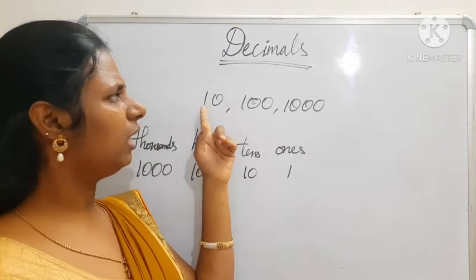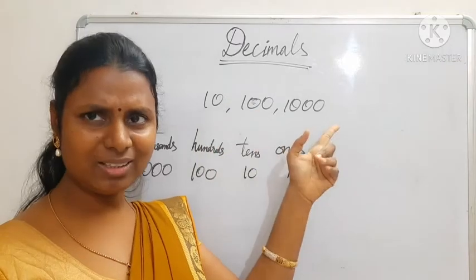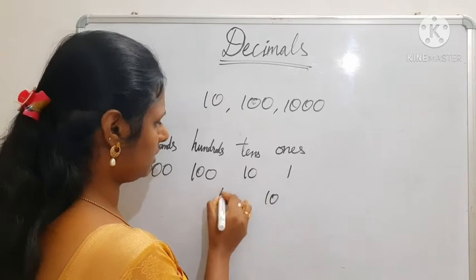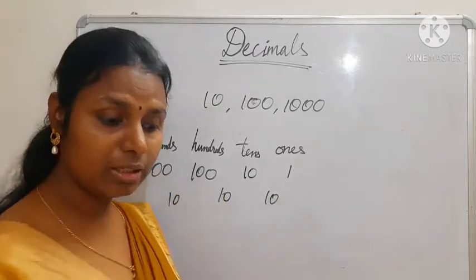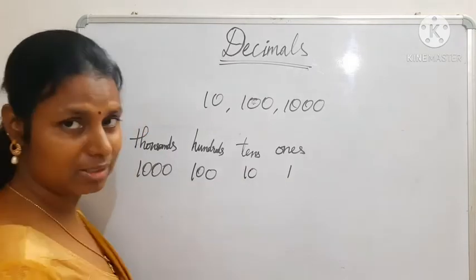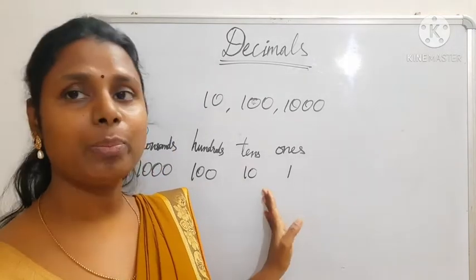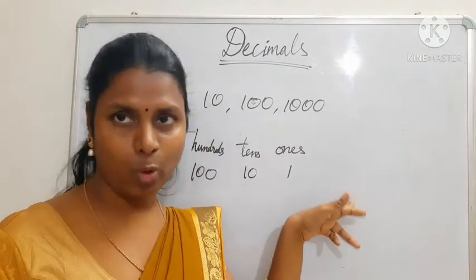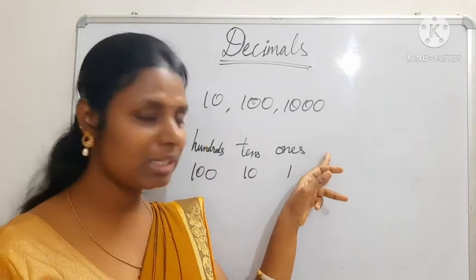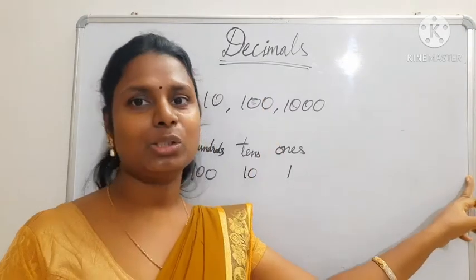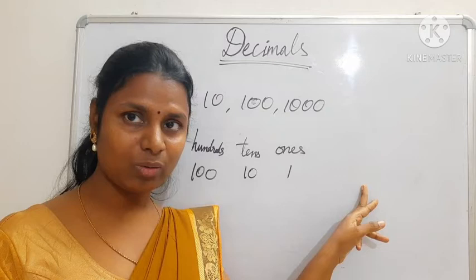Here also you see 10, 100, 1,000. The difference is the same: 10 difference, 10 difference, 10 difference. Here we have multiplied by 10. In decimals, which means less than 1, the place value chart is going to continue this side. So it must be less than 1.